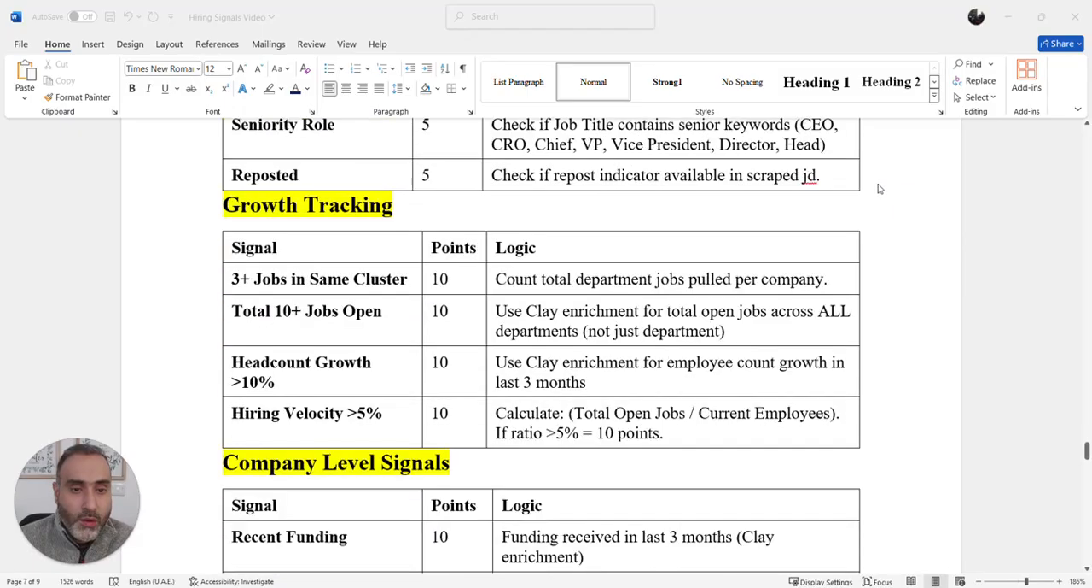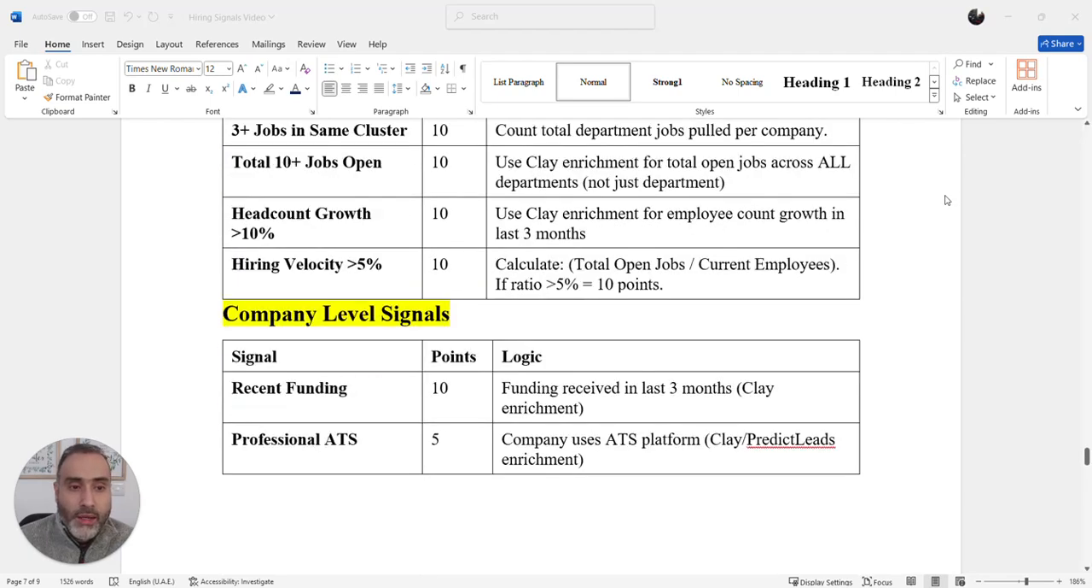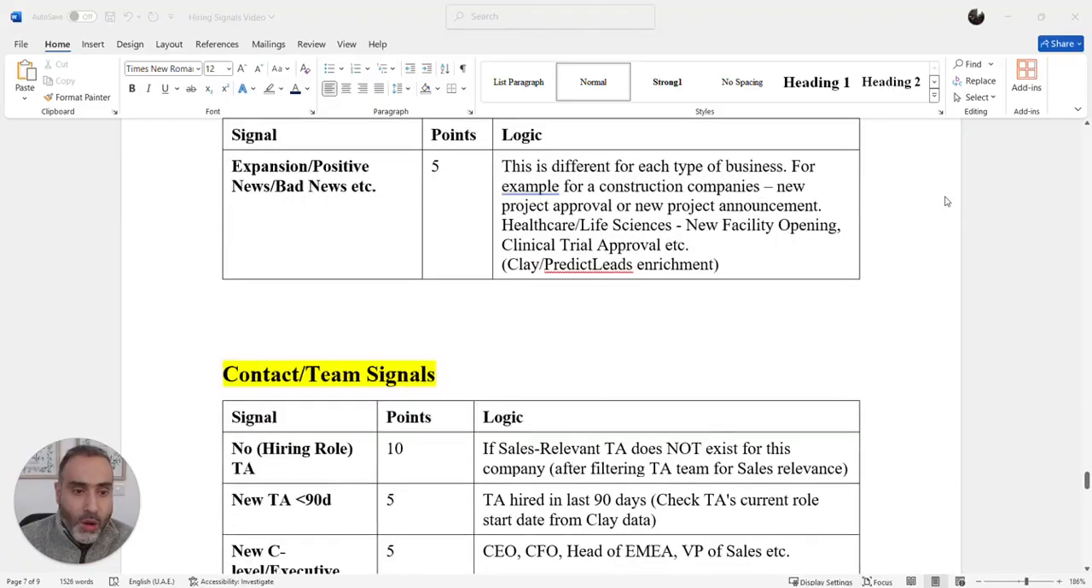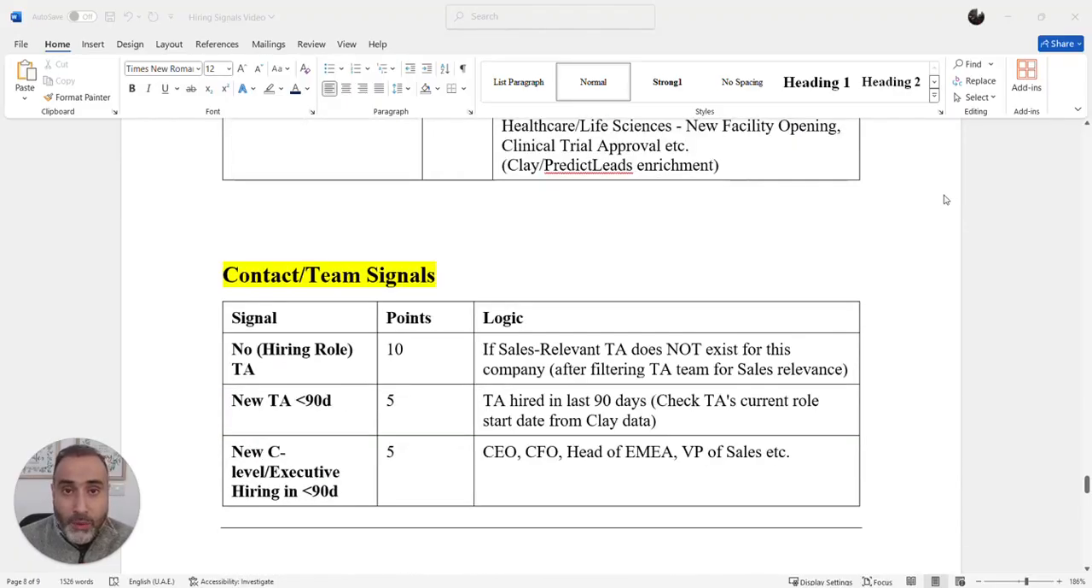With growth tracking, we look at multiple roles in the same cluster, total jobs open in the company, headcount growth, and hiring velocity. Together, this tells you how hot the situation really is. On the company level, we look at signals like recent funding, use of a professional ATS, expansion, or important news in their sector. At the team level, we check: do they have a relevant TA person? Is there a new TA or new leader who just joined? This helps you decide who to contact first and what kind of angle to use.